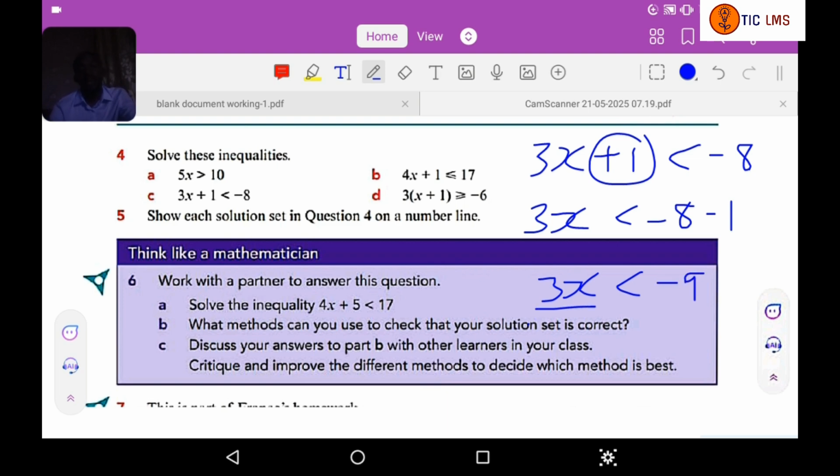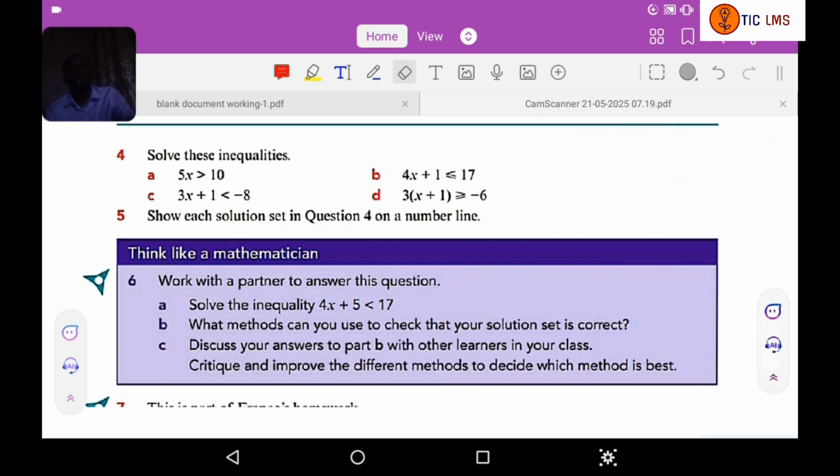The next thing now is we divide both sides by 3, and then we're going to have x is less than negative 3. Voila. So we have the answer for number 4C. Now let's move on to number 4D. Oh, before I move on, what are the values that we are referring to in this particular case? The values that are less than negative 3, we should be referring to negative 4, negative 5, negative 6, and so on and so forth.